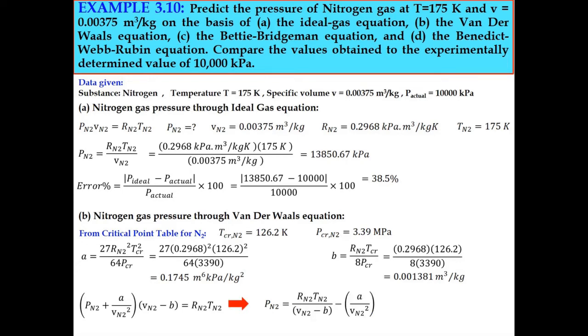So rearrange the equation because we want to determine the pressure of the nitrogen gas based on the van der Waals equation. So P nitrogen equals R nitrogen multiplied by temperature of the nitrogen divided by V nitrogen minus b, minus bracket a divided by V nitrogen squared. Okay, substitute all the values that we have.